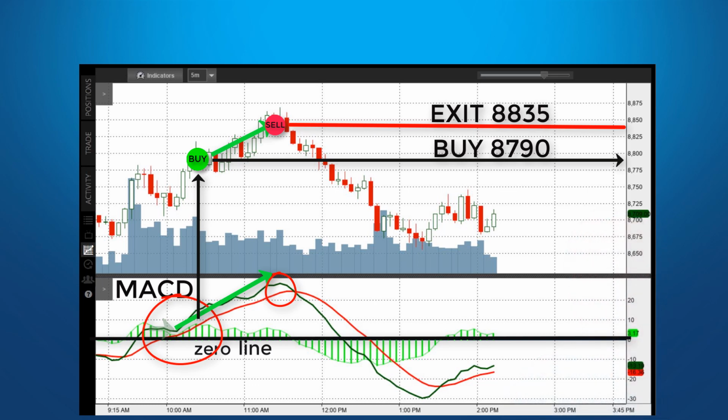And remember, what's the first rule? Protect your capital. That is why we're so careful on both entry and exit of all our trades.